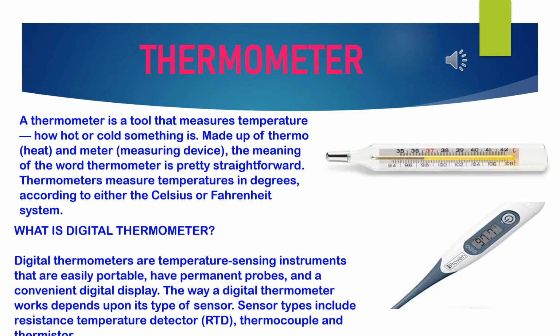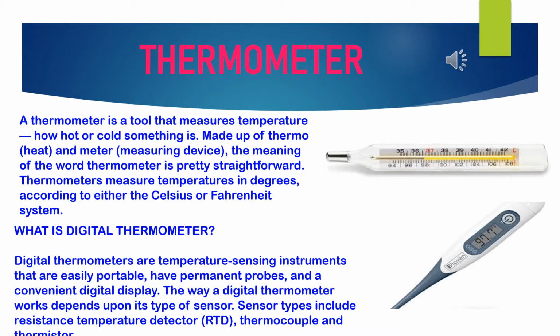So, a thermometer is a tool that measures temperature, how hot or cold something is. It is made up of thermo, that is heat, and meter, that is measuring device. The meaning of the word thermometer is pretty straightforward. Thermometers measure temperatures in degrees according to either the Celsius or Fahrenheit system. This is the normal thermometer I was talking about.